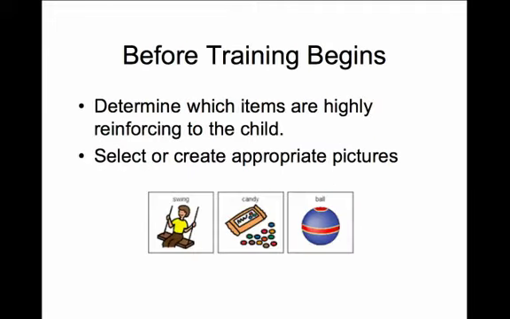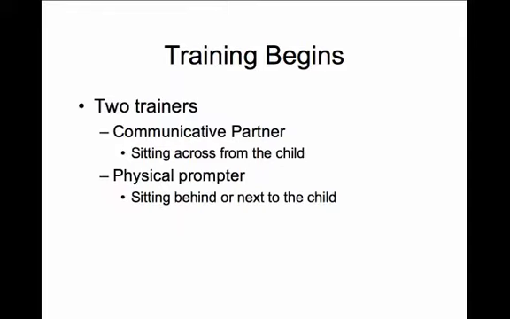Before training begins, we must determine which items are highly reinforcing to the child and select or create appropriate pictures. During the training process, there are two trainers: a communicative partner sitting across from the child, and a physical prompter sitting behind or next to the child. There are 6 phases in the training process.